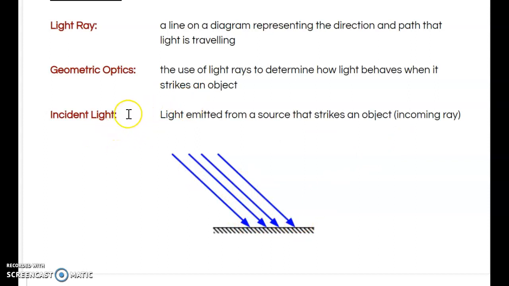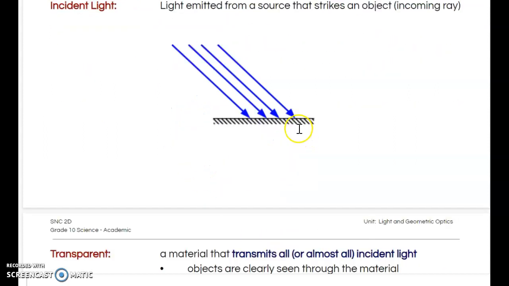You also need to be familiar with the term incident light. Incident light is the light emitted from a source that strikes an object. It's the incoming ray. For example, this right here would be your incident light. It's the light starting from up here, which could be a flashlight, it could be a candle, and it's emitting down and hitting a surface and then bouncing off that surface. So the light ray that starts at the luminous source and hits an object and reflects off that object is considered incident light or an incident ray.